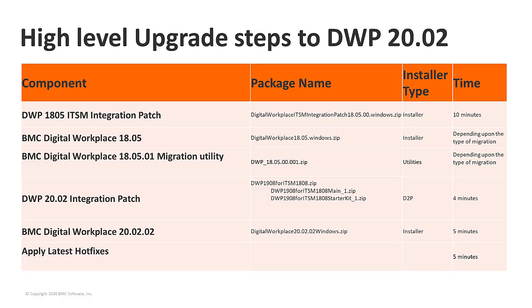As we reviewed the installation process and also looked at what data gets stored in the Mongo and Smart IT database, let's look at the high level component-wise, to give you context on how long it will take to upgrade and what component packages you need to download from the EPD website to prepare for the upgrade. The first component that you have to install on the ITSM stack is the DWP 1805 ITSM integration patch.